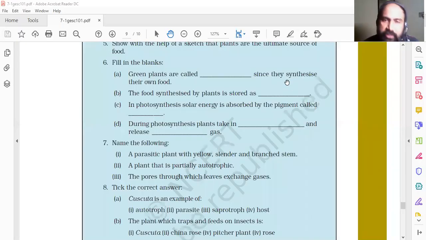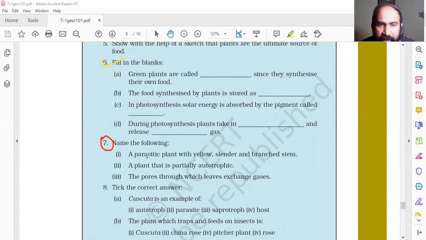Let me share my screen. I hope that you can see the question paper here. I think we have discussed till here, the filling the blanks, right? Now we need to discuss the remaining parts, from the seventh question onwards.